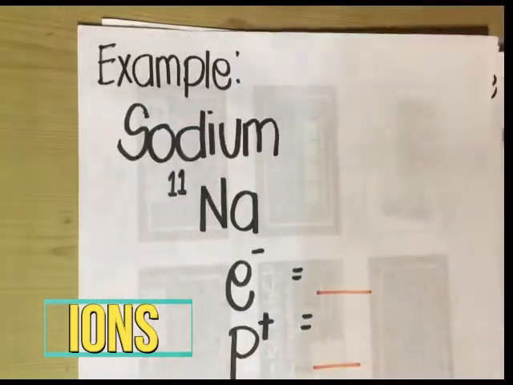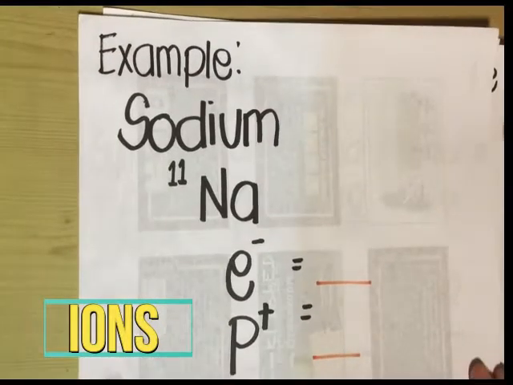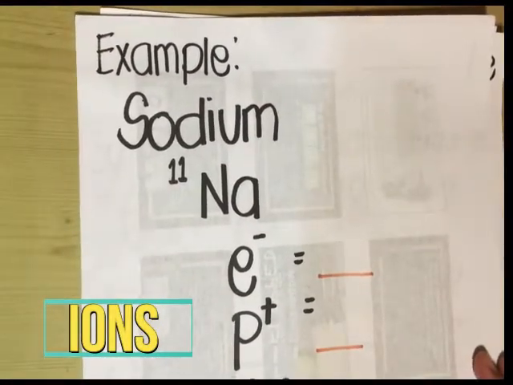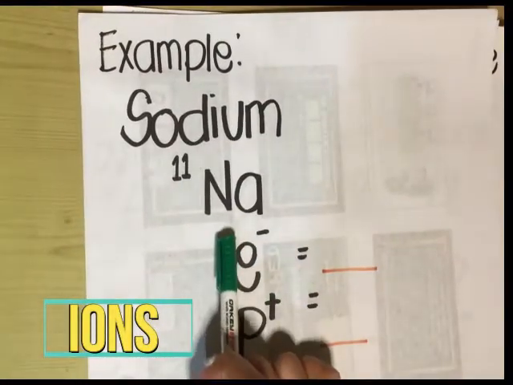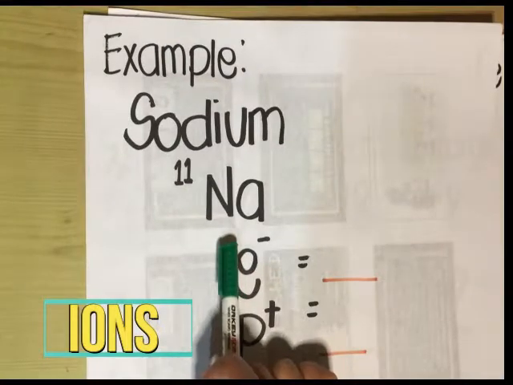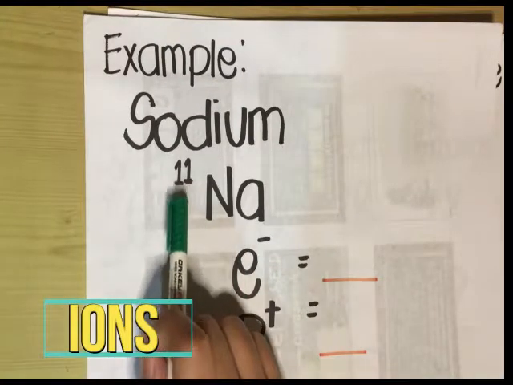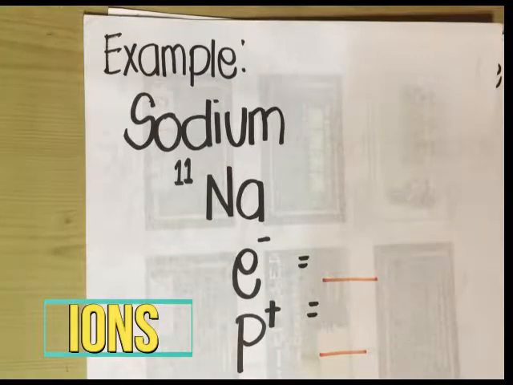Okay, so let's have an example. Again, we have the element sodium. Atomic number is 11. Now, say let's have the number of electrons.